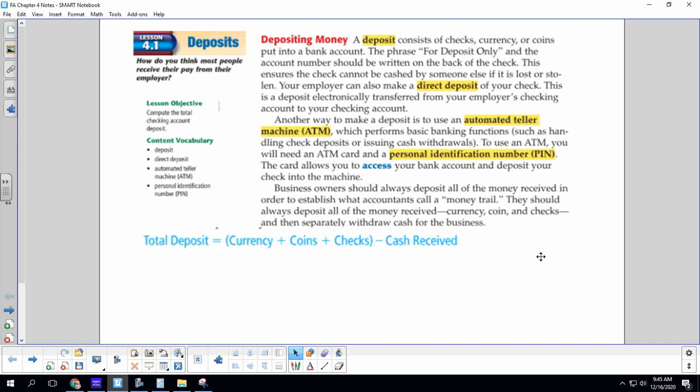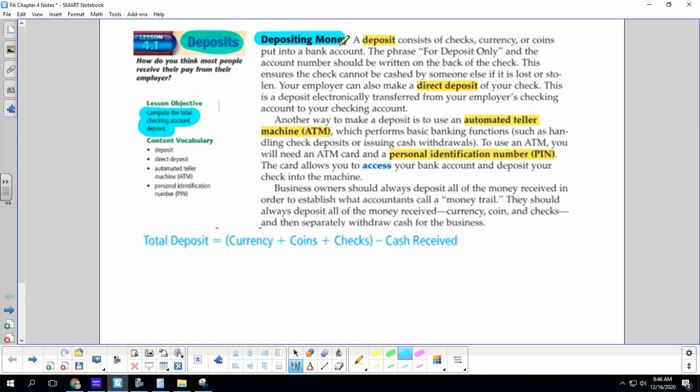We are in chapter four, one of my favorite chapters, talking about banking. Lesson 4.1 is about deposits. So we're going to talk about depositing money. Our lesson objective is to compute the total checking account deposit. A deposit consists of checks, currency, or coins put into a bank account.